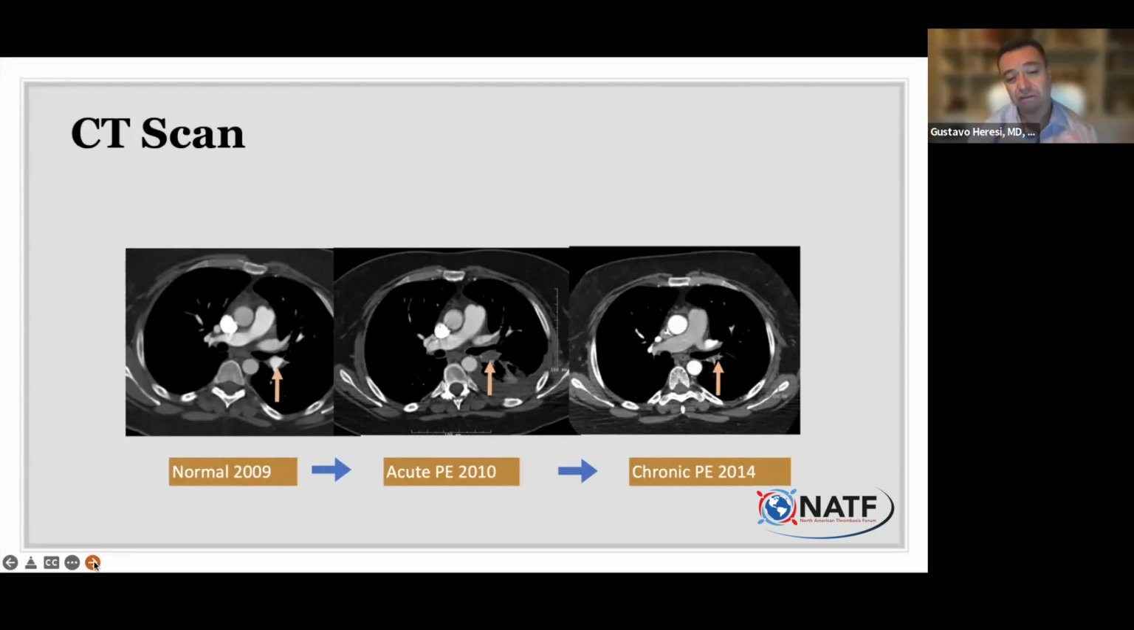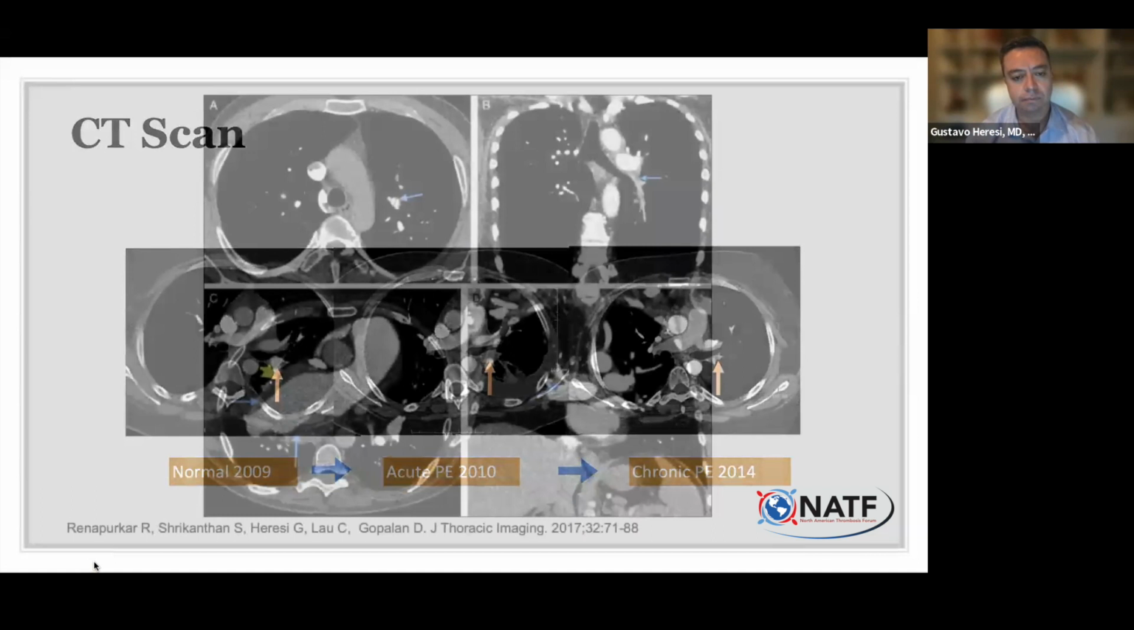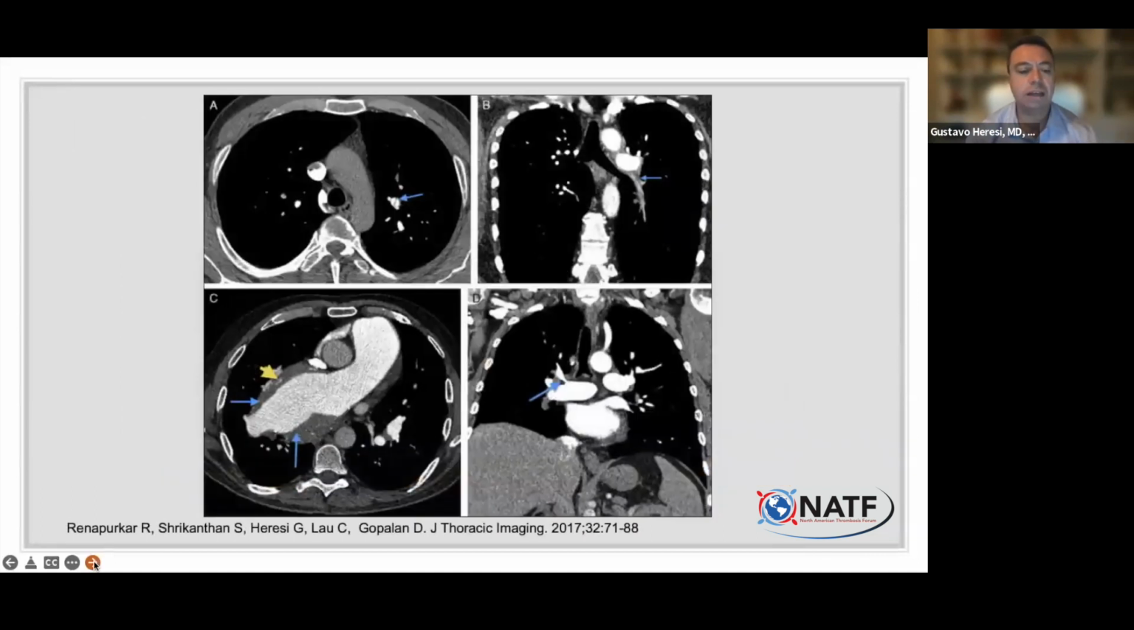That's an acute fresh clot that over time, to the right on this slide, it looks now narrow and small. And that's what scar does. I hope you remember that a clot looks big, and then as it scars down, it shrinks. And this is an example of what the CAT scan looks like with a chronic clot.